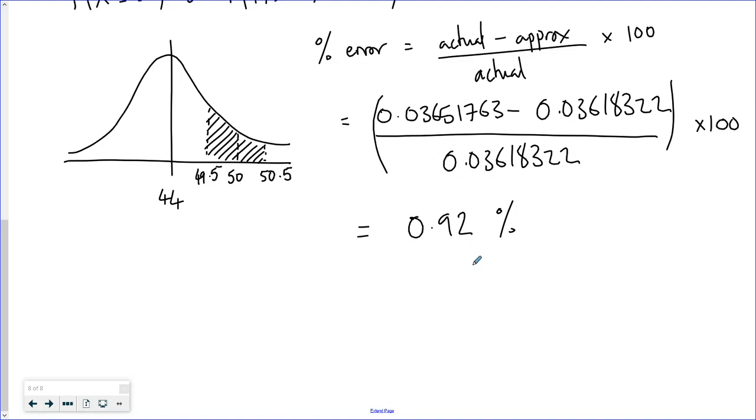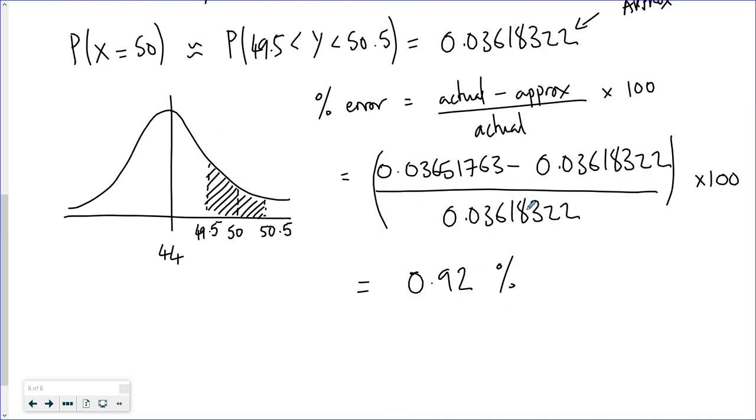Now, this answer is slightly different to the one in the textbook. That's because we've used our graphical calculators to get the most accurate answer possible.